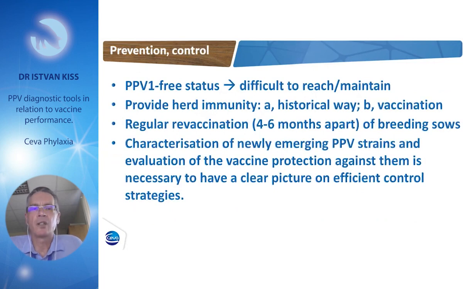For prevention and control, there were historical ways, like providing aborted material to sows, but nowadays we choose option B, in several aspects. And normally it is about revaccination of the breeding sows, but we heard about it before also.